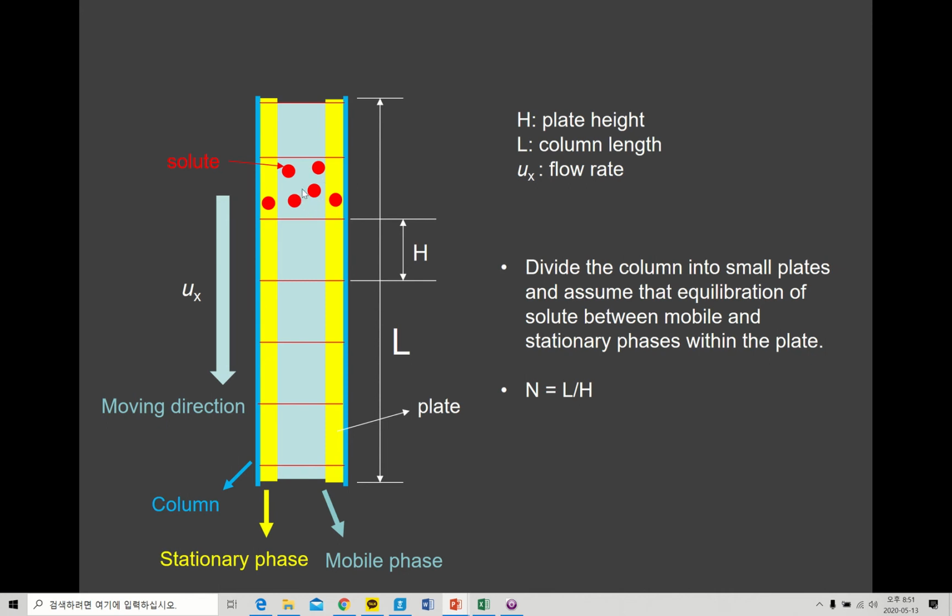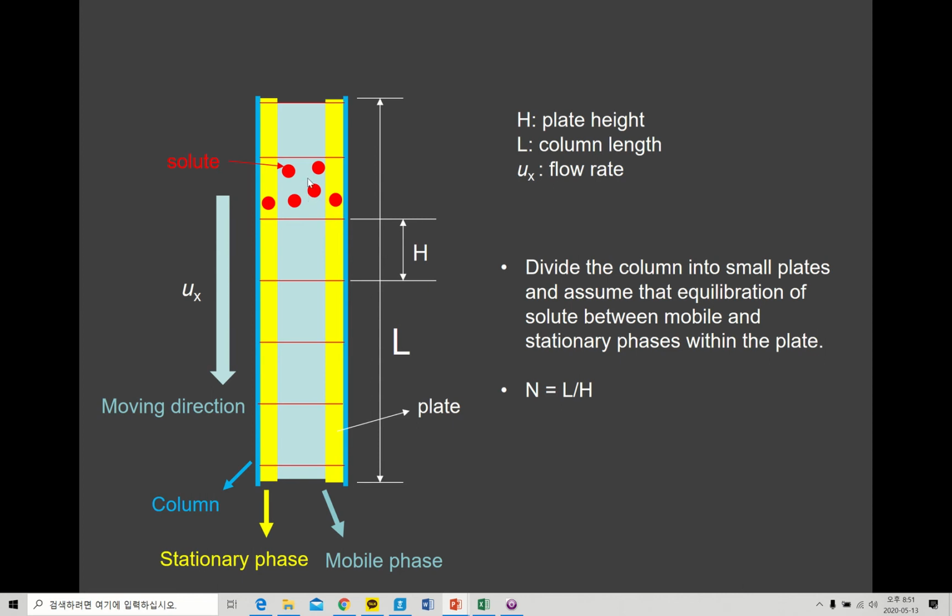Actually, this equilibration is a dynamic process, but theoretically we can think that the solute makes equilibration in this plate and then moves down to another plate, and here again solutes come into equilibration between the stationary and mobile phase, and so on. Now you understand it, right?